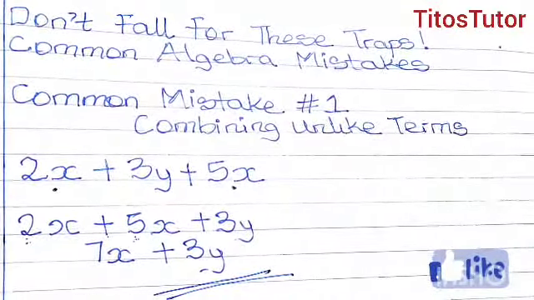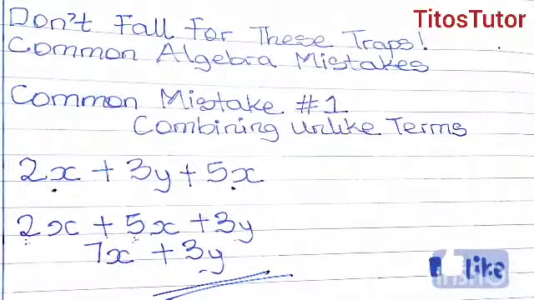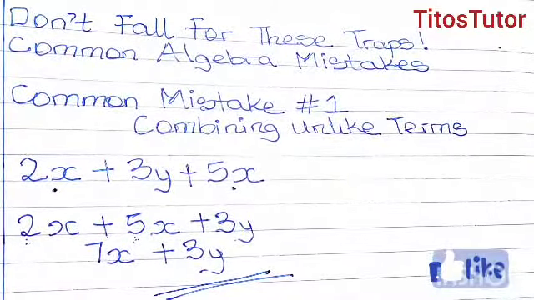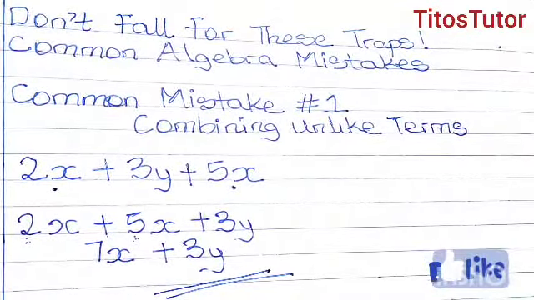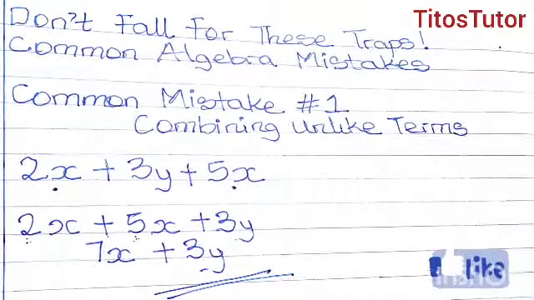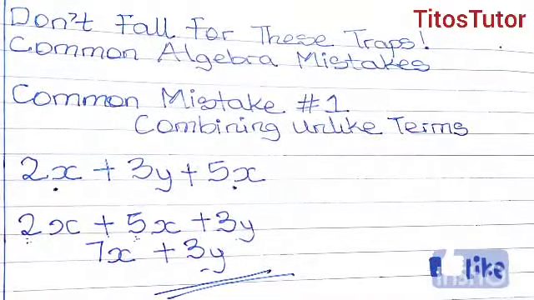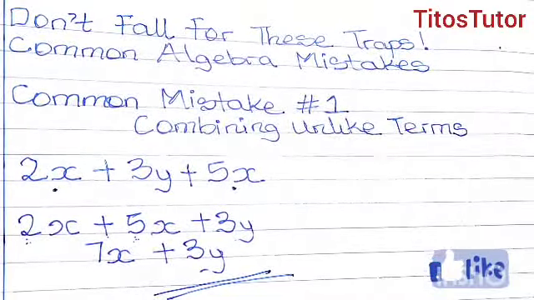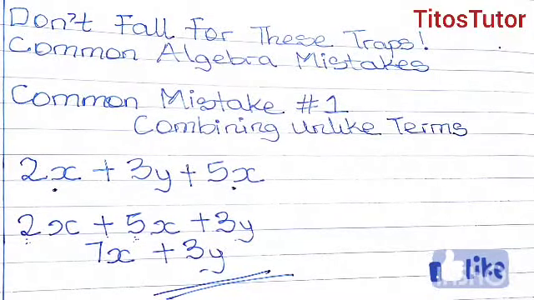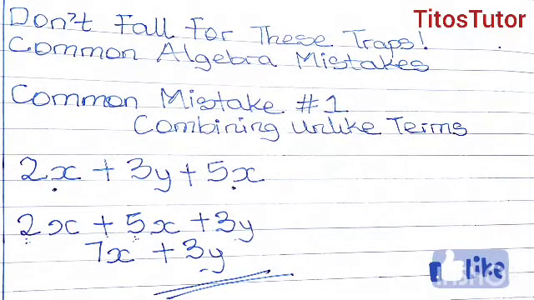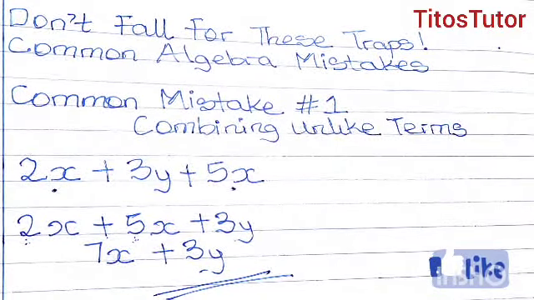Common mistake number 1 is combining unlike terms. One common blunder is combining apples and oranges. Well, not literally, but combining unlike terms is not correct. Remember, you can only add or subtract terms that have the same variable and exponent.